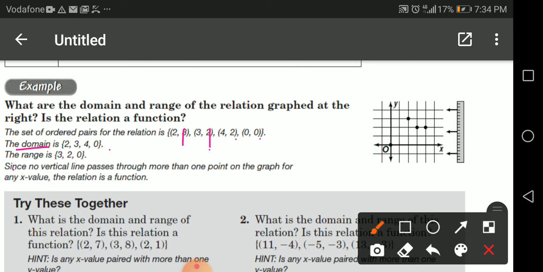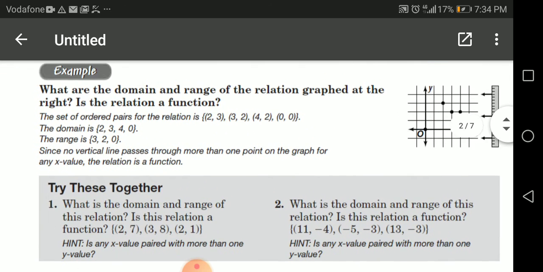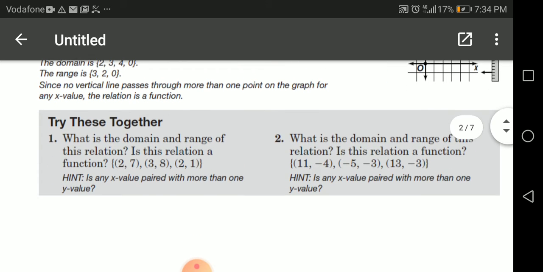Since no vertical line passes through here, we don't have any vertical lines, so there is no vertical line that passes through more than one point on the graph for x values. The relation here is called a function. So this one is called a function. Okay, guys.